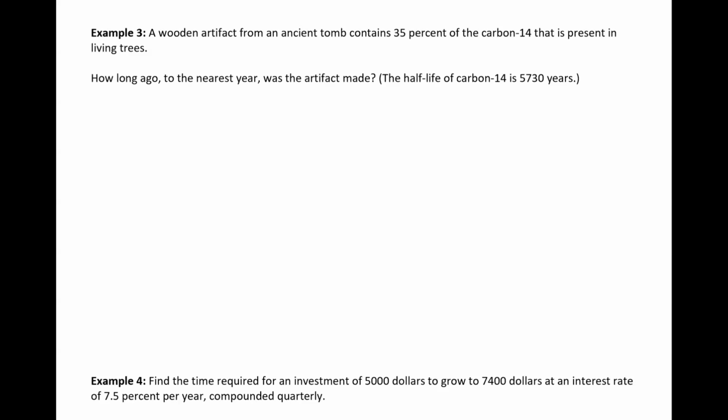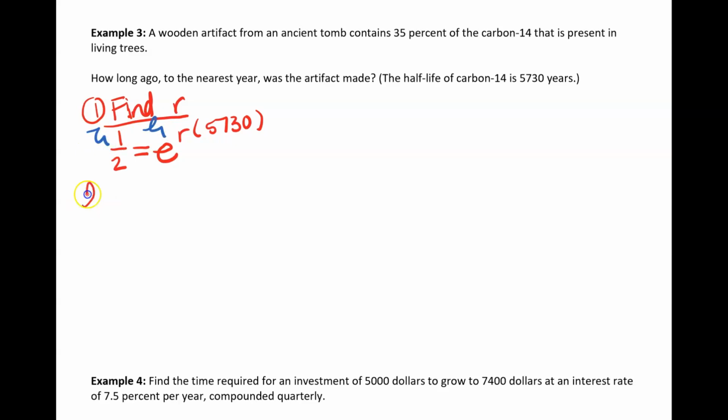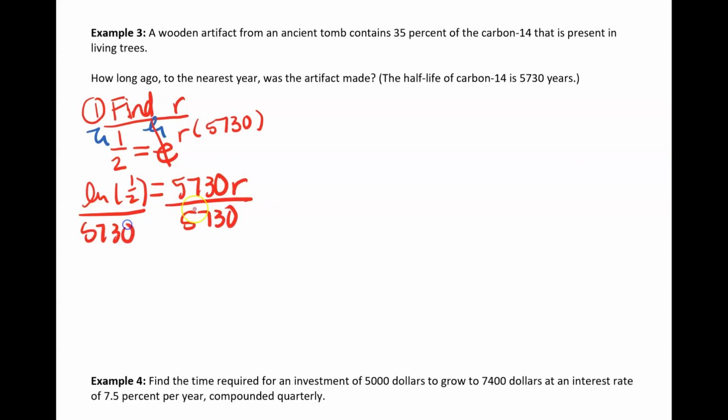So again, same steps. First, I want to find my r. In order to find r, we've already seen that half-life would be equal to e to the rate times time, and we know half-life is 5,730. So we're going to solve it like we did in the previous one. So ln of 1/2 is equal to, that's the inverse function, 5,730 r, and divide. So r is equal to ln of 1/2 over 5,730.